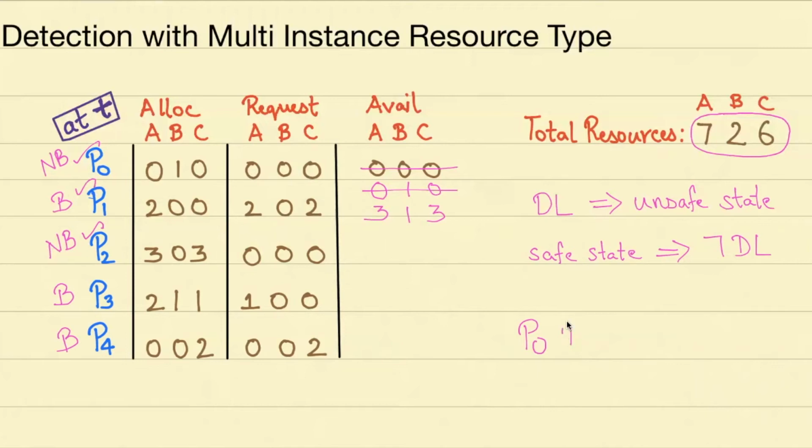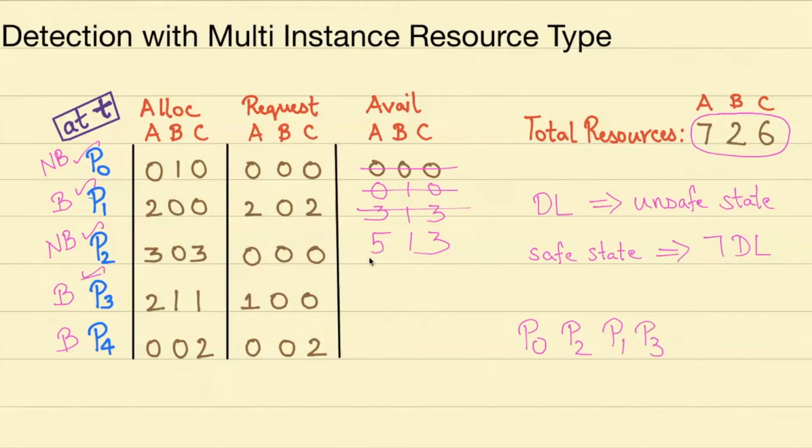So after P0, I have done P2. Now I can satisfy P1's request. After satisfying P1's request, P1 can complete its job and release its allocated resources. It's 200, so I will add 200 to 313. Now my current availability is 513. Can I satisfy P3 now? Yes, because it's requesting one resource of A only. So I can satisfy P3.